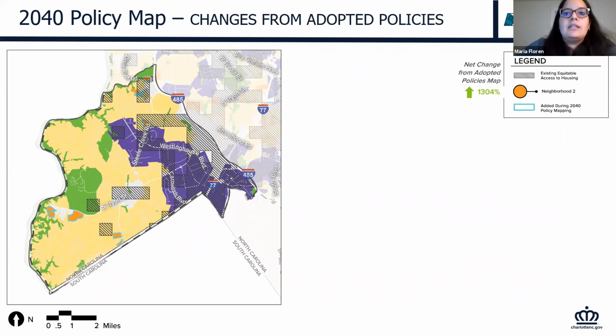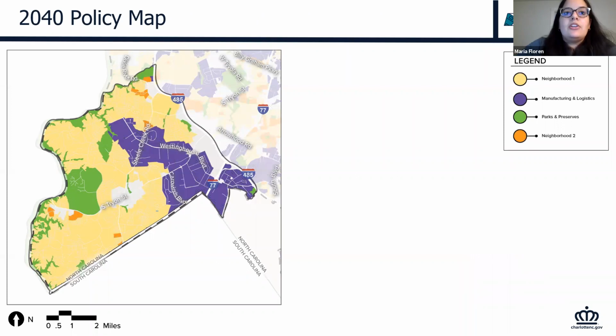So here you can see the first 4 place types combined on the policy map.